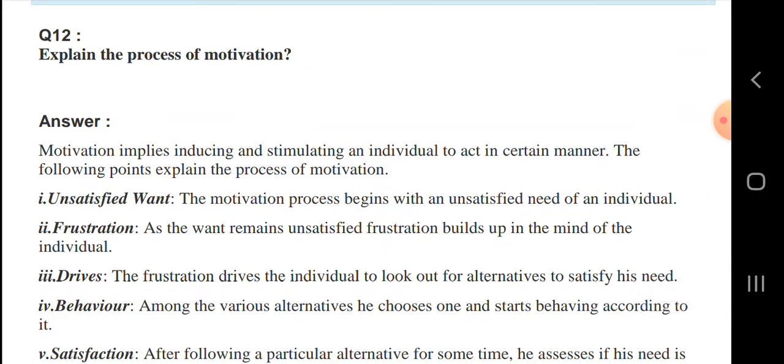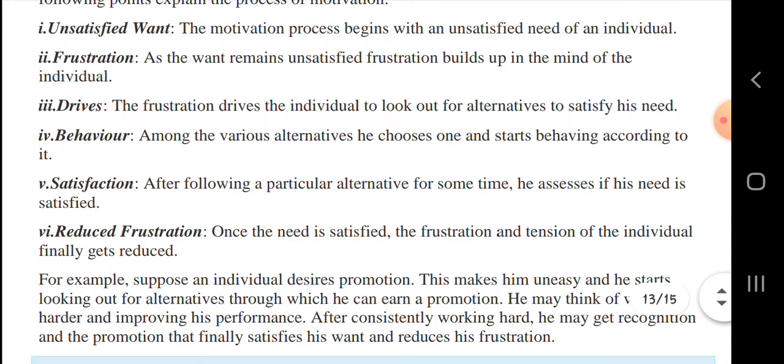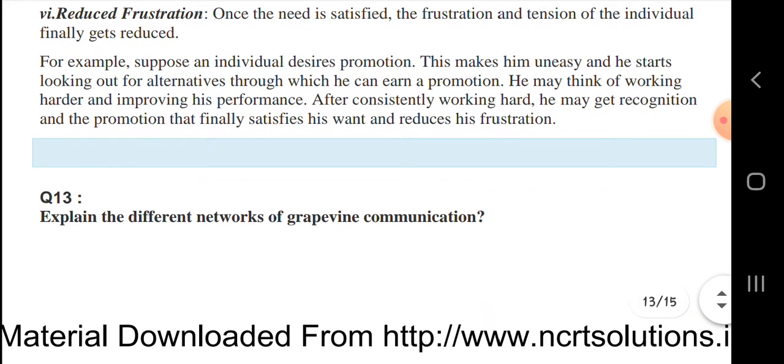Explaining the process of motivation. It begins with an unsatisfied need. The motivation process begins with an unsatisfied need of an individual, and frustration drives the individual to look for alternatives to satisfy the need. Then behavior: among the various alternatives, he chooses one. And satisfaction: after following a particular alternative, he satisfies himself and frustration is reduced. Once the need is satisfied, the frustration he was feeling is reduced.